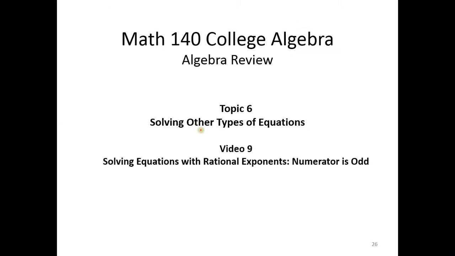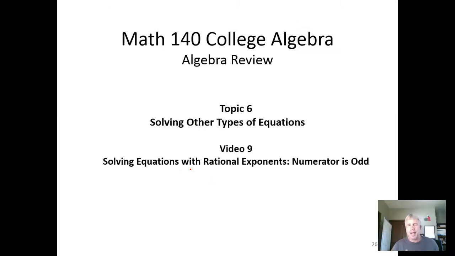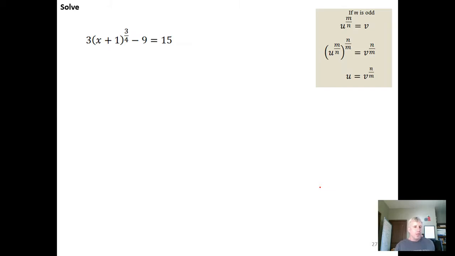So in this video we're going to look at solving an equation that has rational exponents in the case where the numerator of the rational exponent is an odd number. When you're solving an equation that has a rational exponent like the rational number 3/4 here, the first step in the process is to isolate the algebraic expression that's being raised to the exponent. So if we rewrite this equation, 3 times (x plus 1) to the 3/4 power minus 9 equals 15.